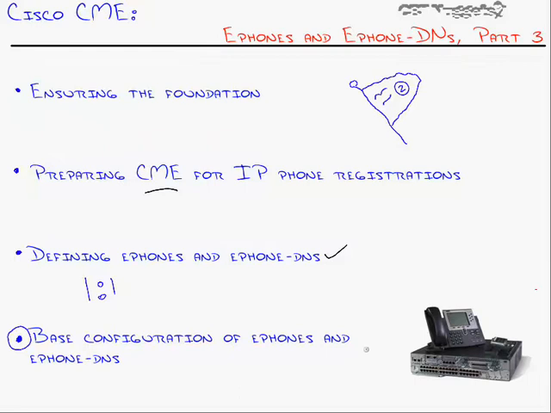And then the base configuration of ePhones and ePhone DNs, really going into the MAC address here, and then associating the ePhone DNs to the ePhones using the button commands, and really focused on all the variables with that.